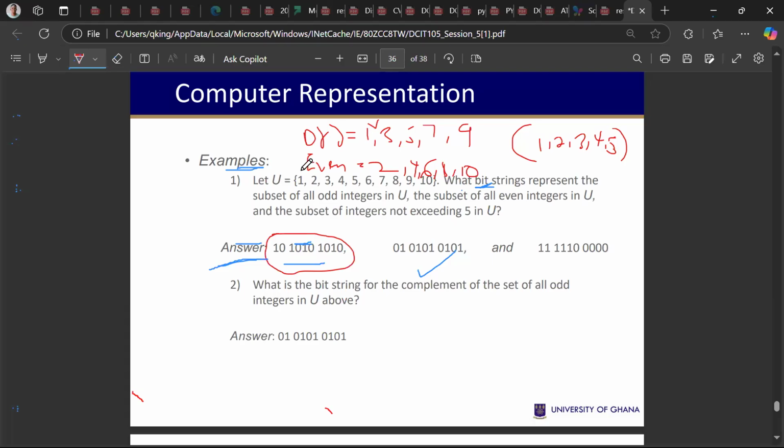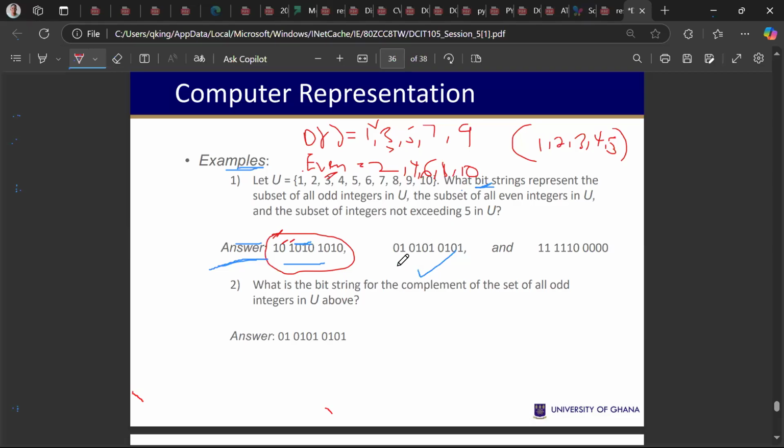We have 1, which can be found here, so that one is stated as 1. We don't have 2 in the odd numbers, so we represent it as 0. The next one is 3, and 3 can be found in the universal set, so it is also denoted by 1, and it goes on and on.